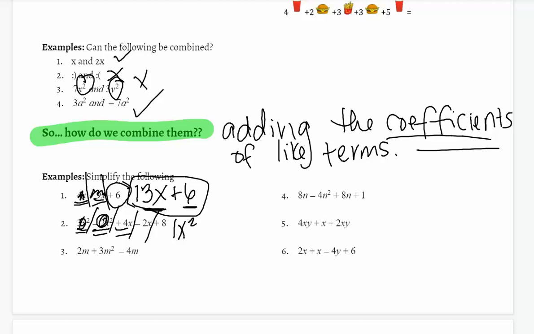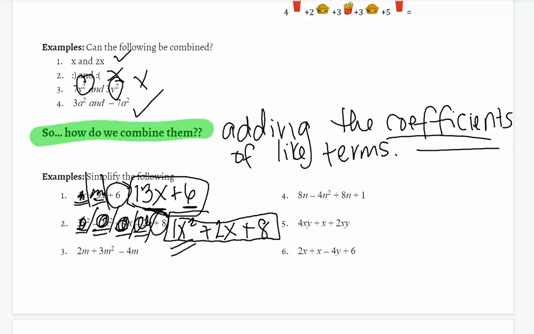4x, who can I combine 4x with? Negative 2x. 4 and negative 2 make 2x. And I'm going to cross that out because I used it. Now 8. Can I add 8 with anybody? Nope. So he gets slapped on at the end. I know I'm done because none of my terms are alike.